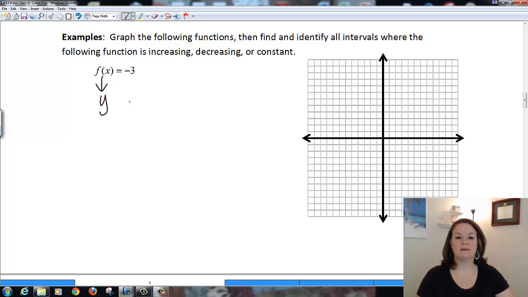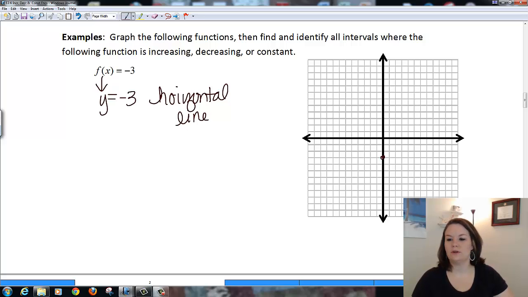Remember, f of x is the same as y. So this is just the line y equals -3, which is just a straight horizontal line through -3. So I go to where y is -3, which is here, and I just draw a horizontal line through that point. Notice this line is only staying the same. All the y values on this line are the same, which means that this is a constant line. There's no other place where it's going to increase or decrease.